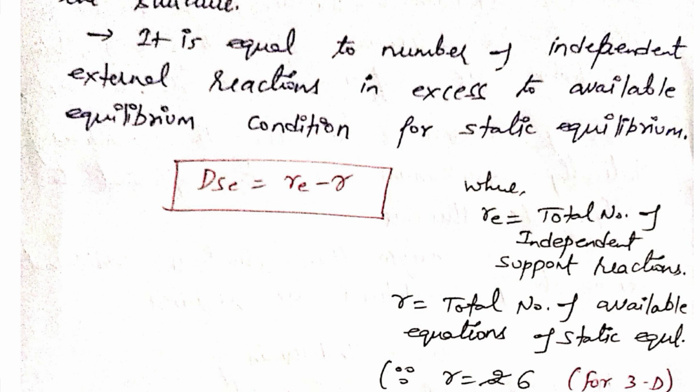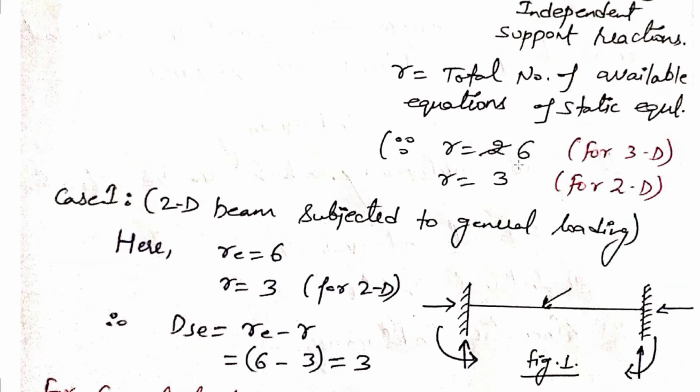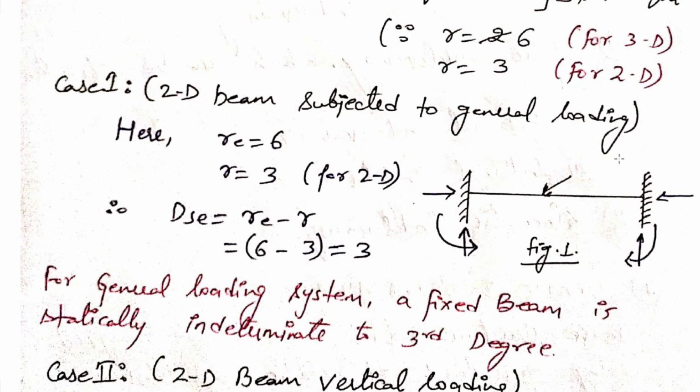For 3D structures, R is equal to 6, and for 2D structures R is equal to 3. You have to keep in mind that for 3D it is 6 available equations, and for 2D structures R is equal to 3. We will see this in an example. First, let's take case 1, which is a 2D beam subjected to general loading.